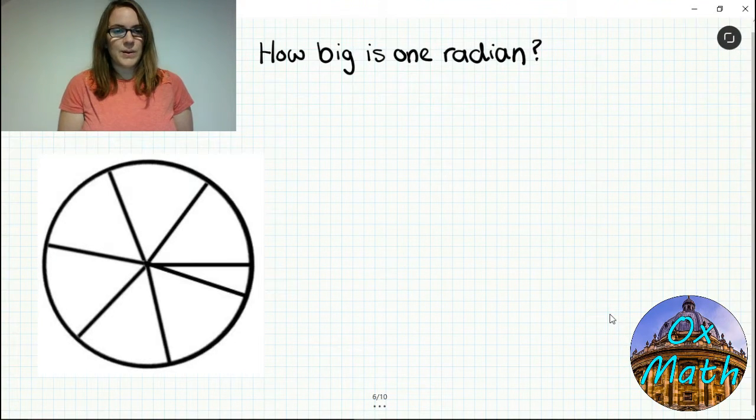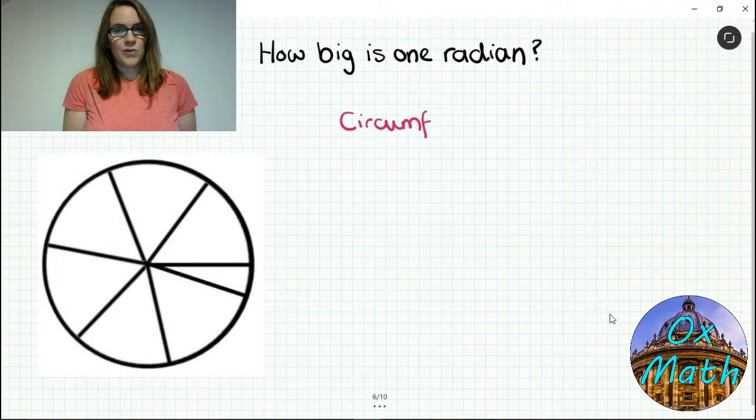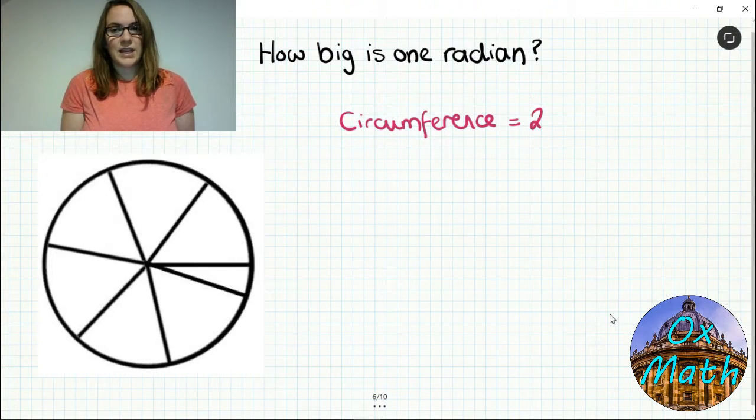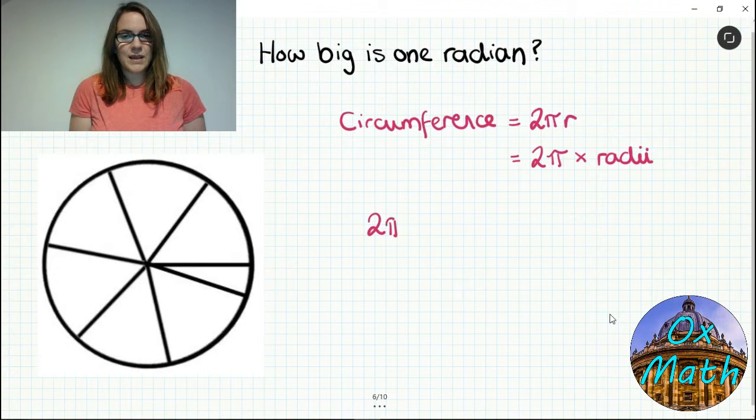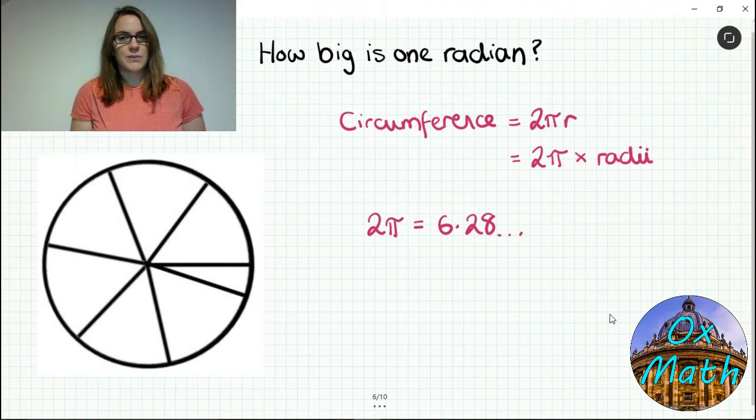So we've already said that we can fit 6 and a little bit radians in a full circle. Now if you know your formula for the circumference of a circle, the circumference, which is the arc length the whole way around the circle, is equal to 2 pi r, which means we have 2 pi lots of the radius, or 2 pi radii. 2 pi is equal to 6.28. Obviously, dot dot dot, it goes on, but to 3 significant figures it's 6.28.